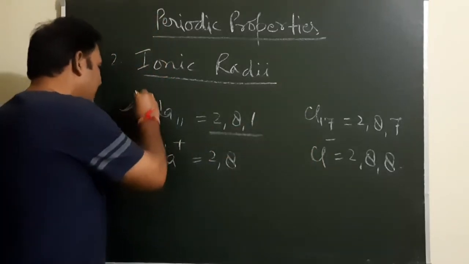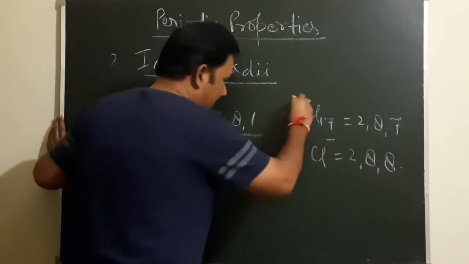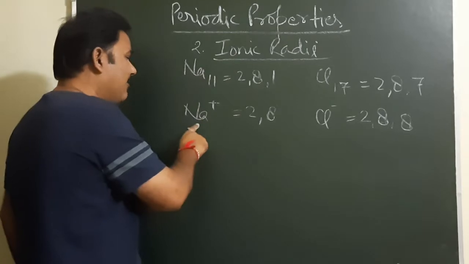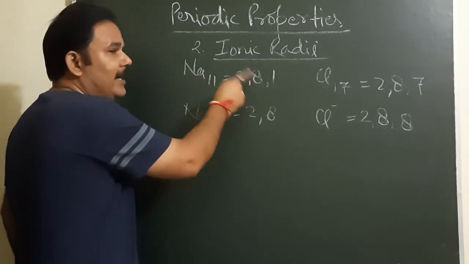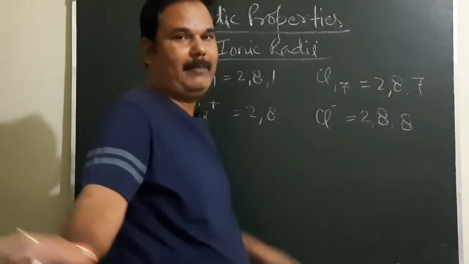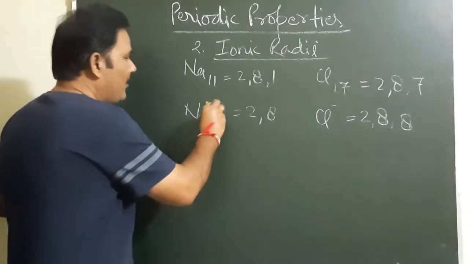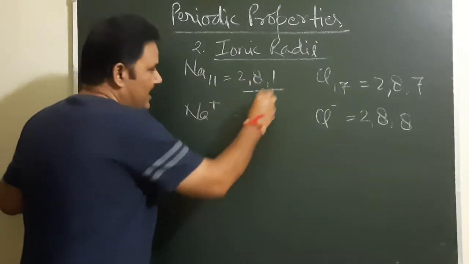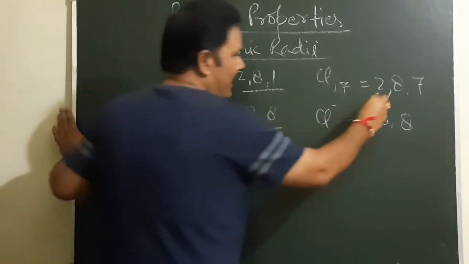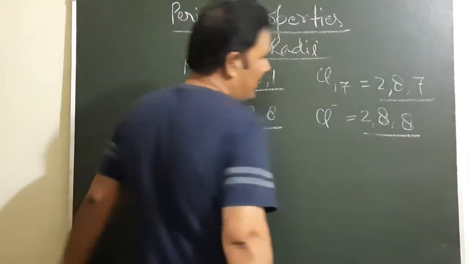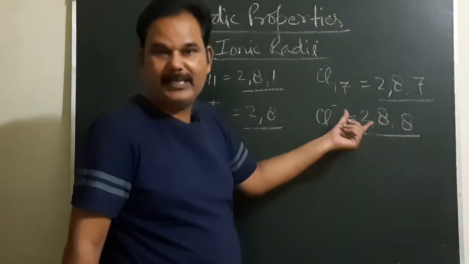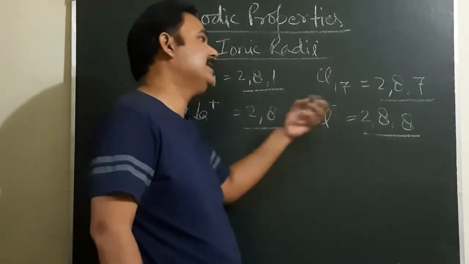This is the atom and this is the ion. We can say that the size or radii of the cation is always smaller than its parent atom, and the size of the anion is always greater than its parent atom. Here, 3 shells and here only 2 shells, because the number of shells decreases, and here the number of shells remains the same. So we conclude on the basis of nuclear charge: nuclear charge decreases in this case, therefore ionic size increases.